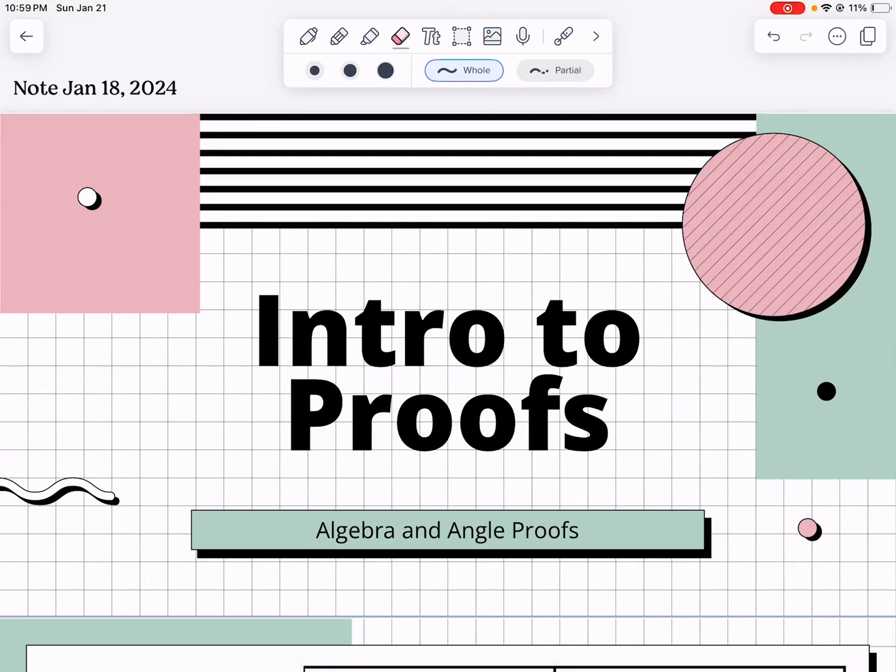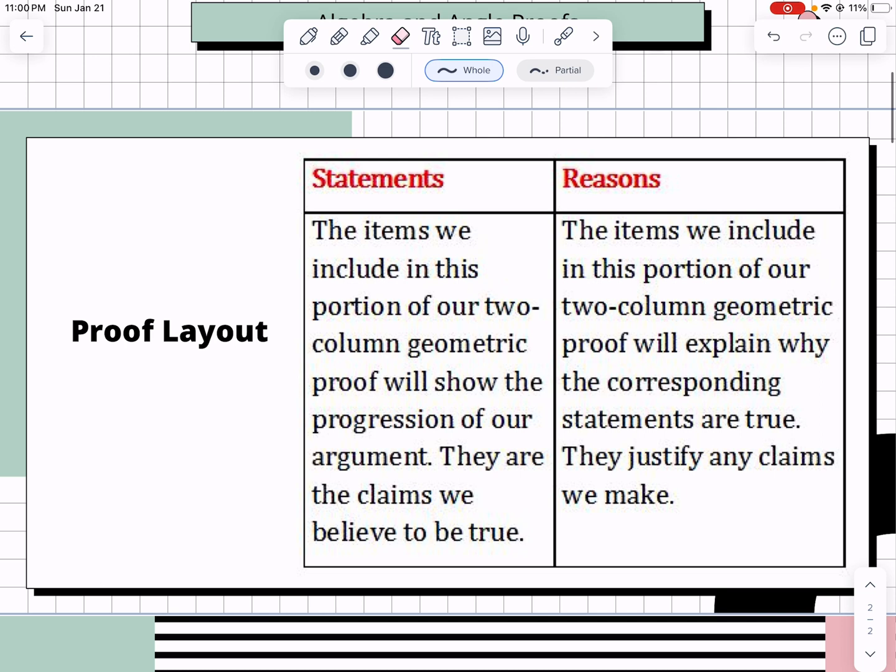The focus of this video is to introduce geometric proofs, but we're going to start first with what we're a little bit more familiar with, which is algebra, and then break down just one line of a proof, and then finally enter into the beginnings of geometric proofs. Before we can begin, let's talk about the layout of a proof.